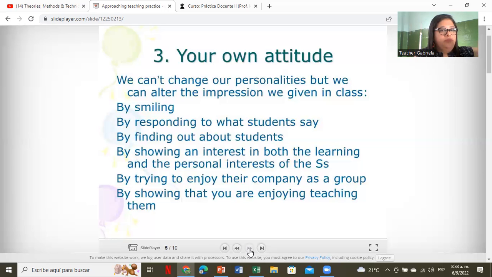Your own attitude. We can't change our personalities, but we can alter the impression we give in class by smiling, by responding to what the students say, by finding out about the students, by showing an interest in both the learning and the personal interest of the students, by trying to enjoy their company as a group, by showing that you are enjoying teaching them.